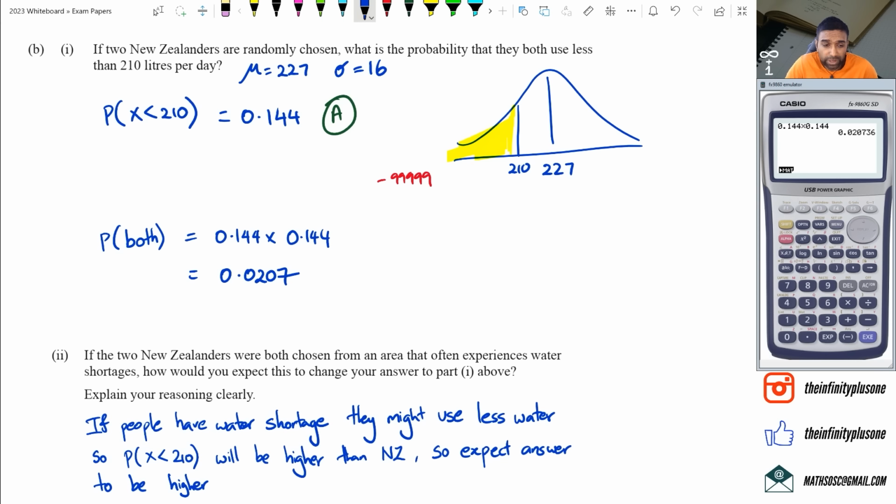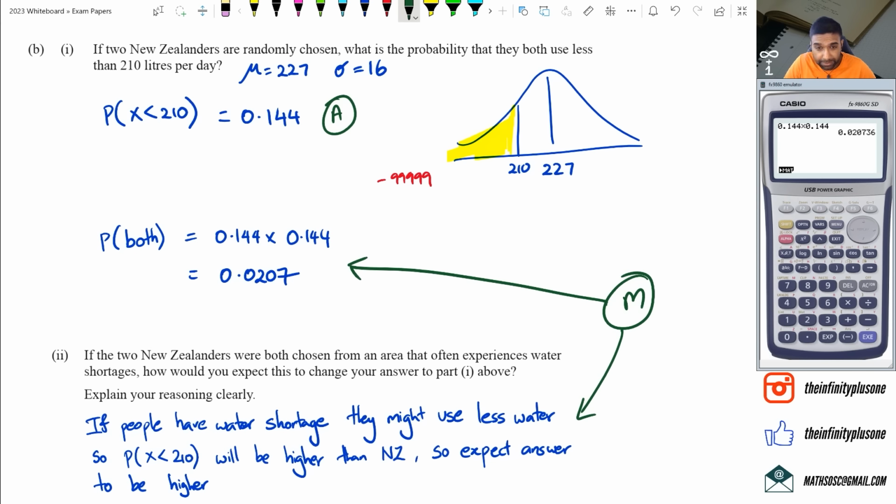So as I was saying before, if people have water shortage, they might use less water, so the probability that they will use less than 210 will be much higher compared to New Zealand. So this answer would actually be much higher. Writing this and then getting that probability of 0.207 is going to get you a merit. So you need the probability and you need this particular statement as well. All right, let's go to the next question.